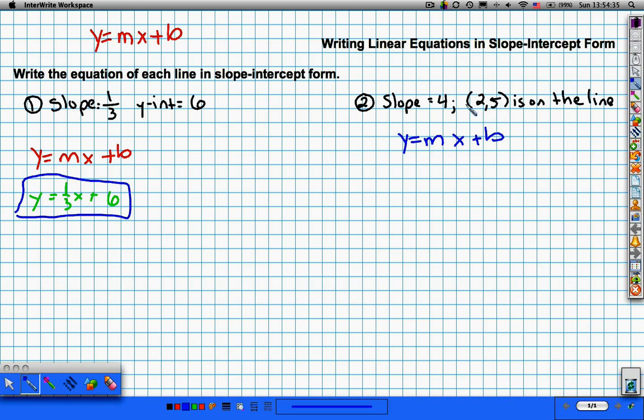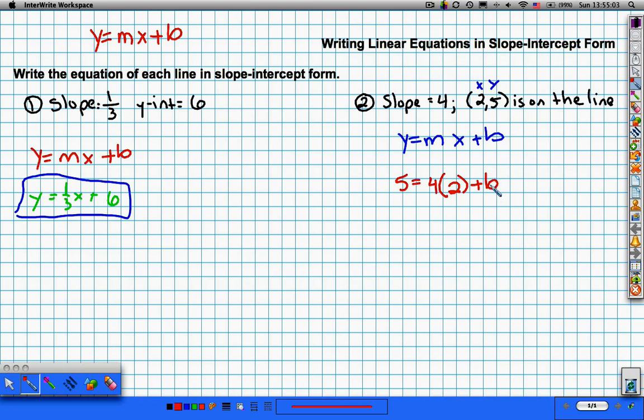And remember, a point has an x and a y coordinate. And remember, a point is a solution on the line. So what that means is for every x, it has this particular y that goes with it. So 2 and 5 are matched together to make a solution. So we can substitute those in. So put 5 in for y, put 4 in for slope for m, x is 2, and basically plus b.